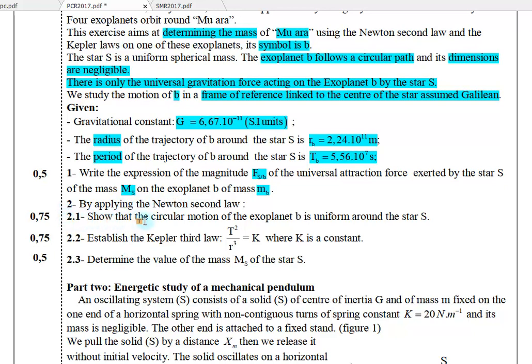So 2.1 show that the circular motion of the exoplanet is uniform. بمعنى غادي ديجا قالنا بأن الموشن is circular. اللي غادي نحتاجو نبينو فقط هو أن the motion is uniform، بمعنى the velocity is constant.